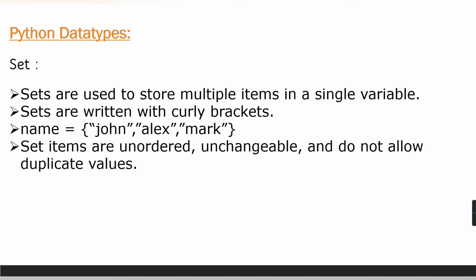So set items are unordered, unchangeable, and do not allow duplicate values. So in the set you cannot have duplicate values. Also they are unordered and unchangeable. So let's check in code how we can check this.